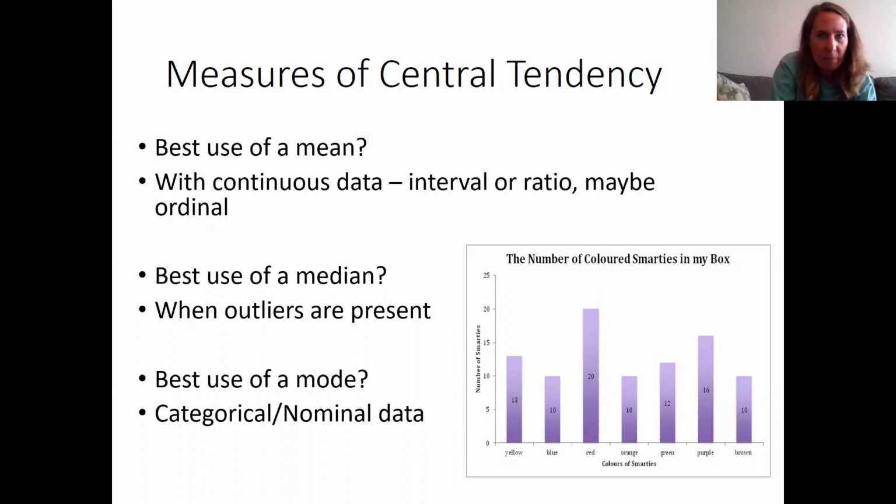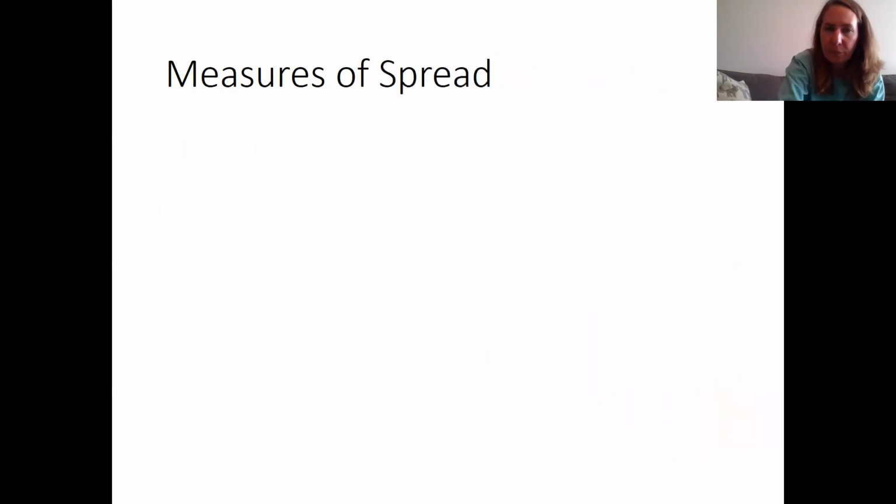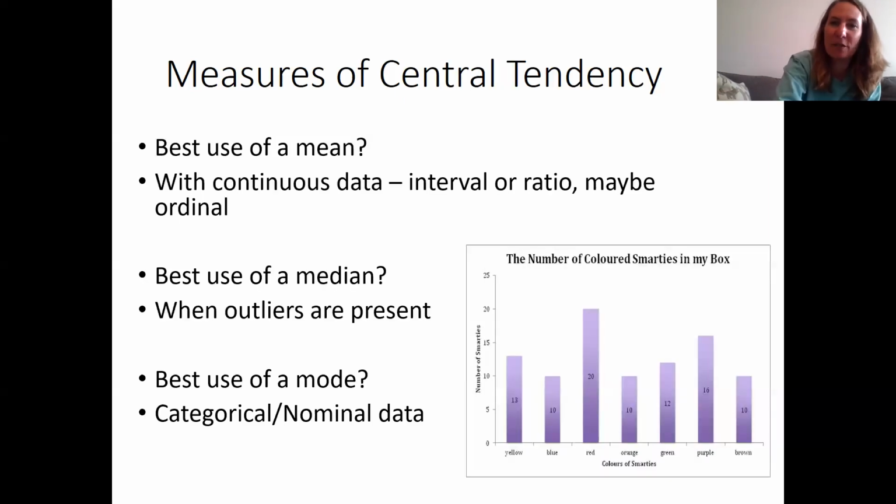Another example is just how many males versus females you had in your data set, or how many college age kids versus old age people, or something like that. That is going to be your best use of the mode. Okay, so that is your measures of central tendency.